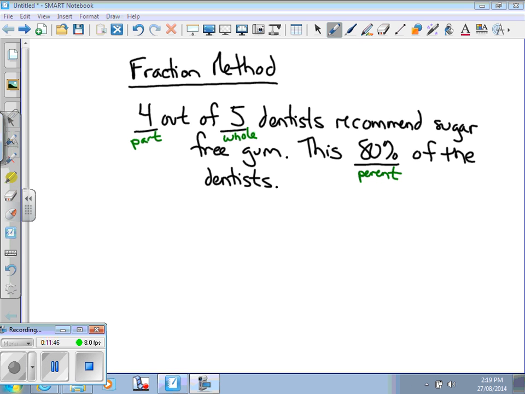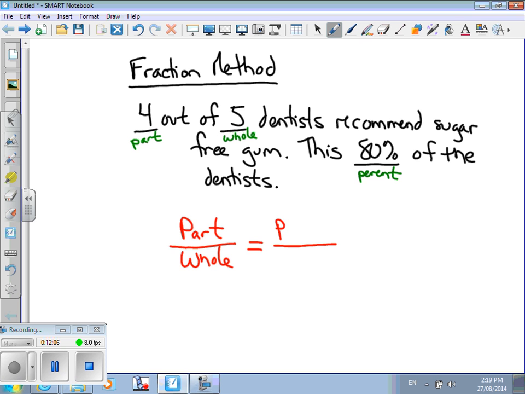With the fraction method, we'll put an equal sign and we'll start to set up our fractions. I've got my lines there to put my numerators over my denominators. And I'm always going to set it up like this. Part over whole equals percent over 100. So taking all the different pieces out of this question, it would be 4 over 5 equals 80 over 100.